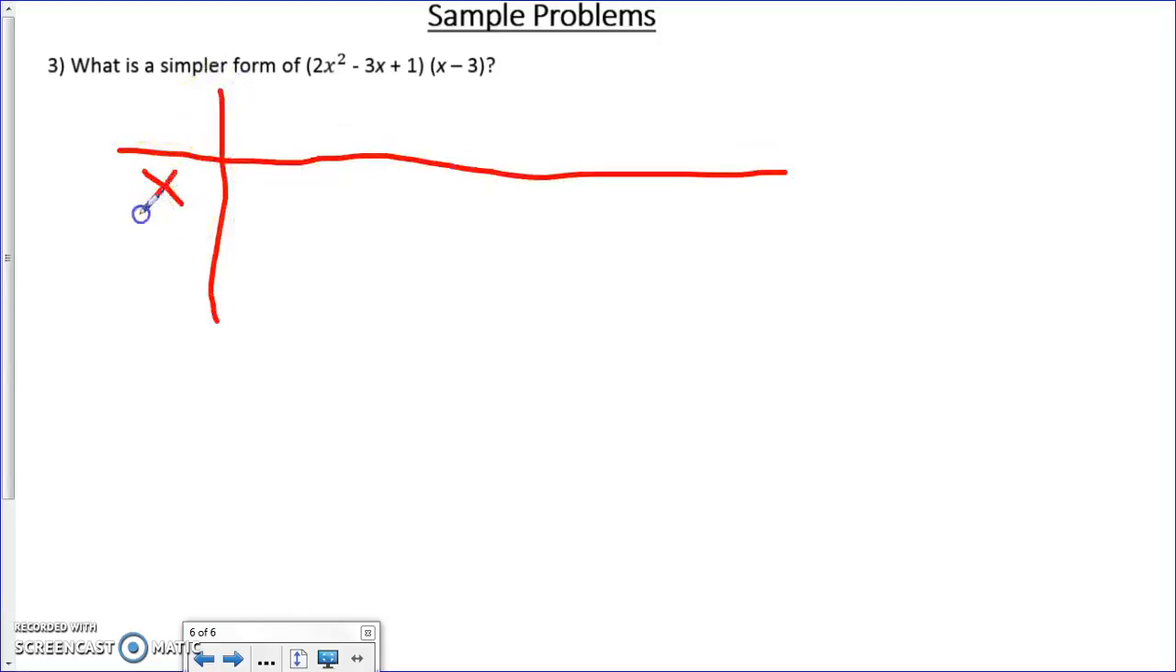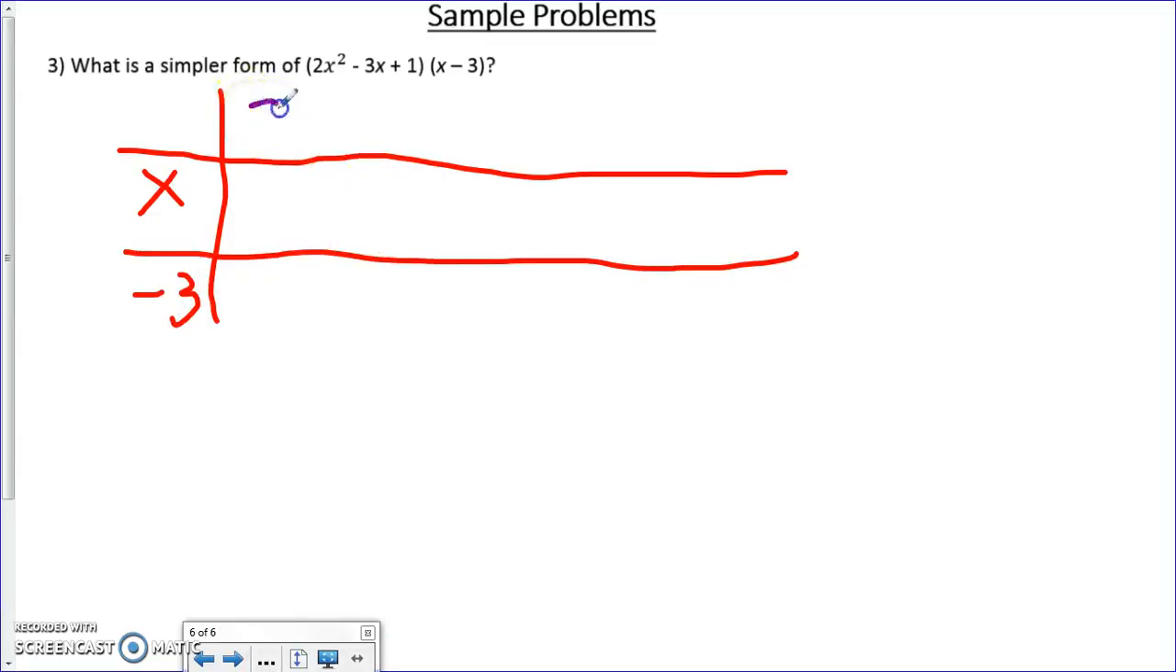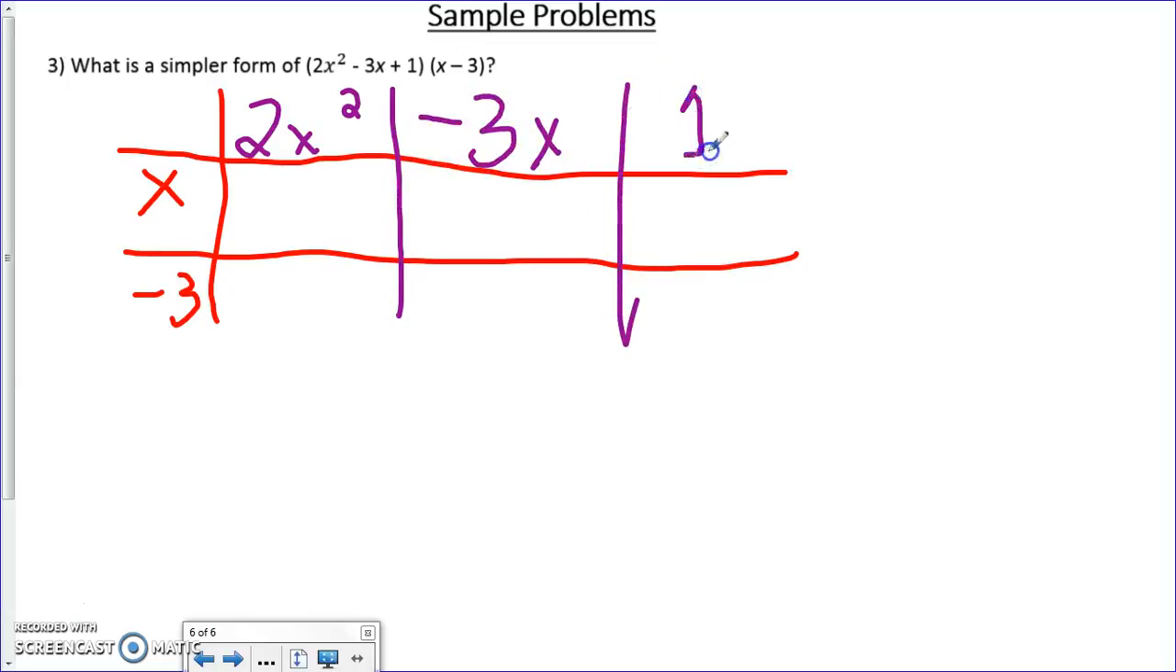In the last problem, what is a simpler form of 2x squared minus 3x plus 1 times x minus 3? Here, I do not want to use distributive property because it would be too much work. And FOIL method doesn't work because there are not 2 binomials. So here I'm going to set up my table. I'm going to have x, and I'm going to have negative 3. And then I'm going to have 2x squared. You just have to be careful with your signs. I'm going to have negative 3x, and I'm going to have positive 1.